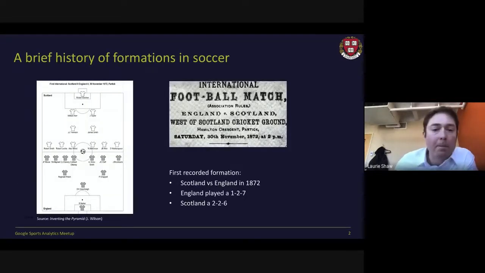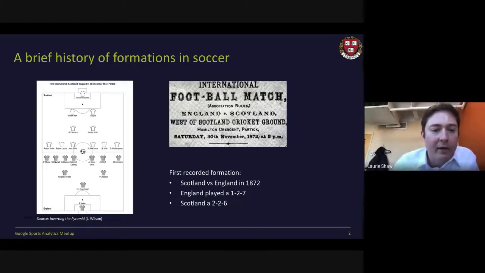So, in soccer, the choice of formation is one of the most important team tactical decisions in a match. It determines player-specific roles, how those players interact, and influences the playing style of both teams.